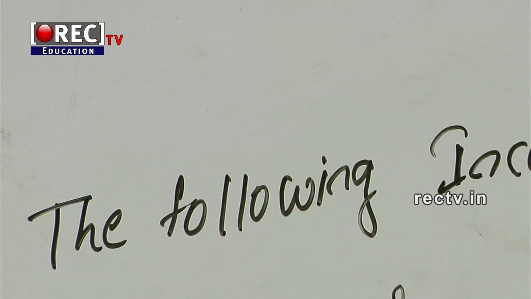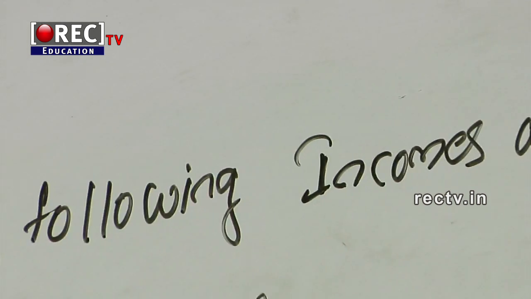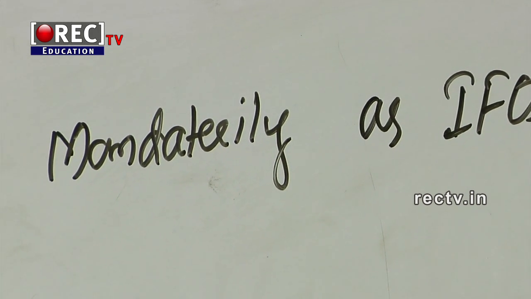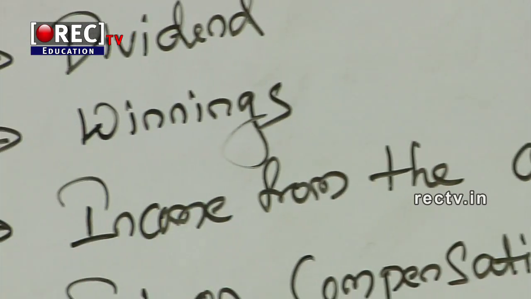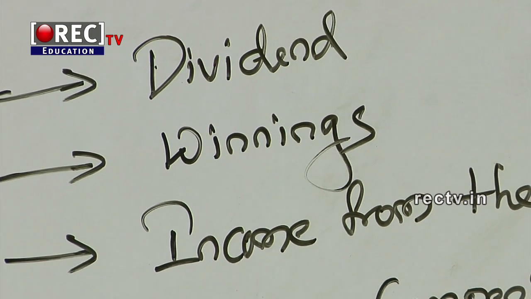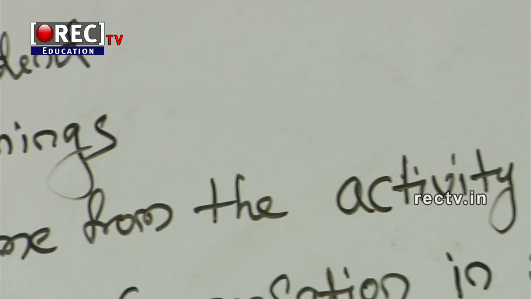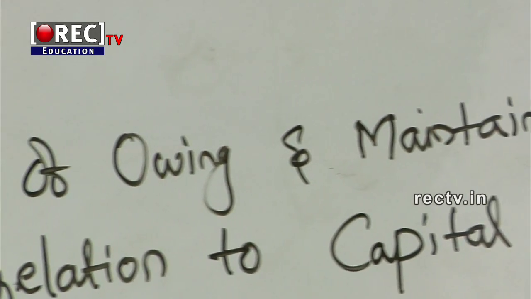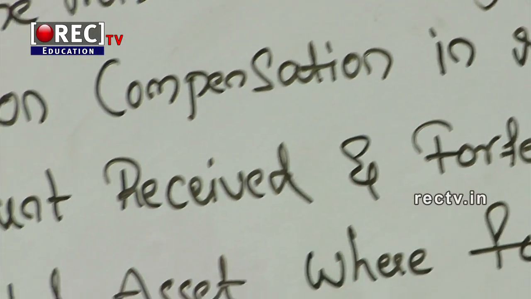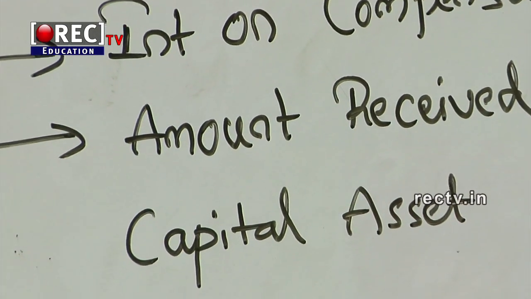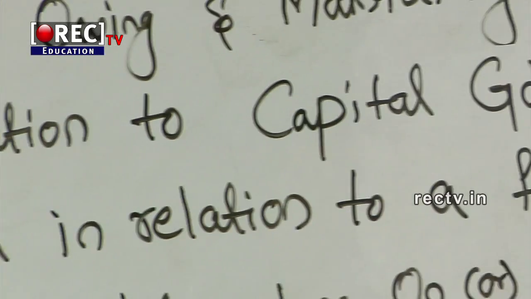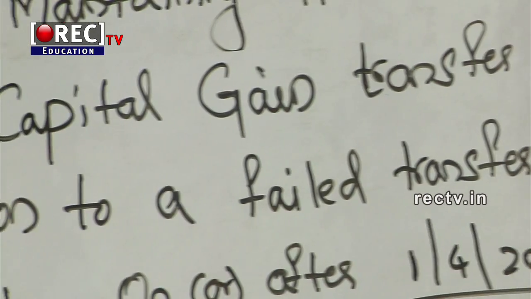In IFOS, the following incomes are mandatorily taxed as IFOS. What are they? One is dividend, second is winnings, third is income from the activity of owning and maintaining horses, and the fourth is interest on compensation in relation to capital gains transfer.